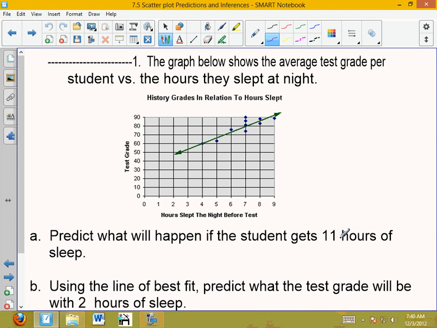Predict what will happen if the student gets 11 hours of sleep. Well, on the chart there is no 11, so we're just going to go out and pretend 11 is right there. Now, you go to the number, you go up to the line of best fit. Our line of best fit will have to stretch. And then you go over from the line of best fit.